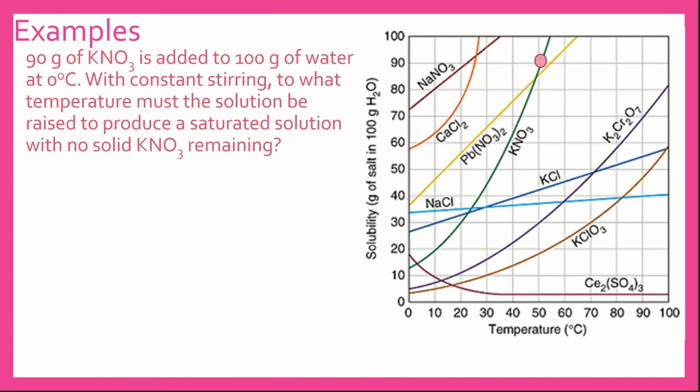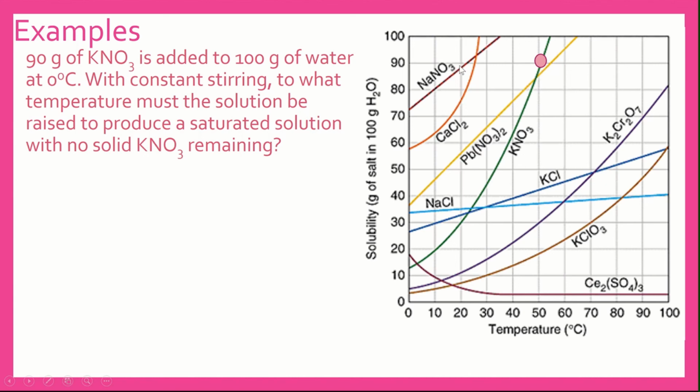90 grams of potassium nitrate is added to 100 grams of water at 0 degrees Celsius. With constant stirring, to what temperature must the solution be raised to produce a saturated solution with no solid KNO3 remaining? All right, so we want to be right on the line. We don't want to have any solid sitting at the bottom. So we'll be right on the line. So here is our 90 grams of KNO3, 100 grams of water at 0 degrees. We want to dissolve all 90 grams.